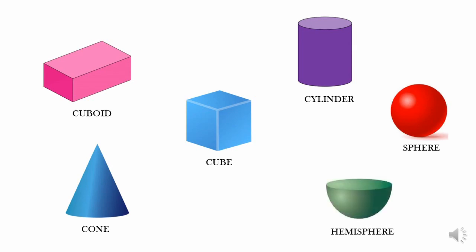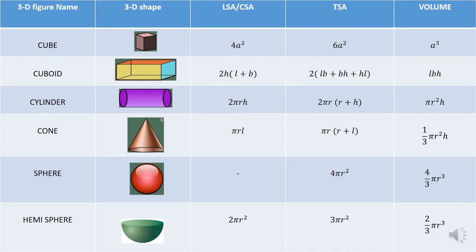The surface areas and volumes of these 3D shapes I have discussed already in the previous module. I think you understood it very well. Let us go through that one. We have discussed about the surface areas and the total surface area, volume of each and every figure in the previous module. That is about the cube, cuboid, cylinder, cone, sphere and hemisphere.